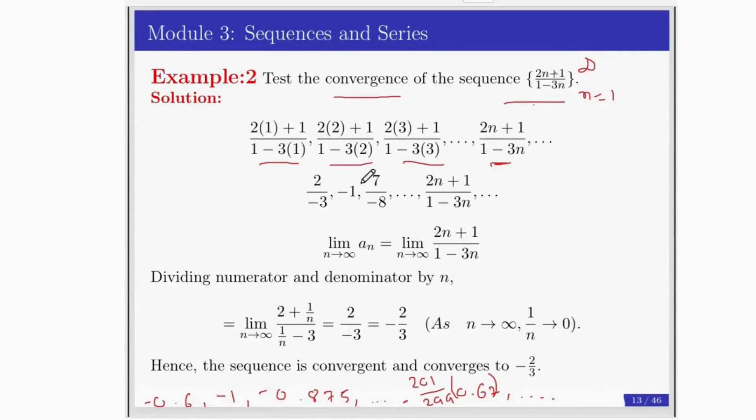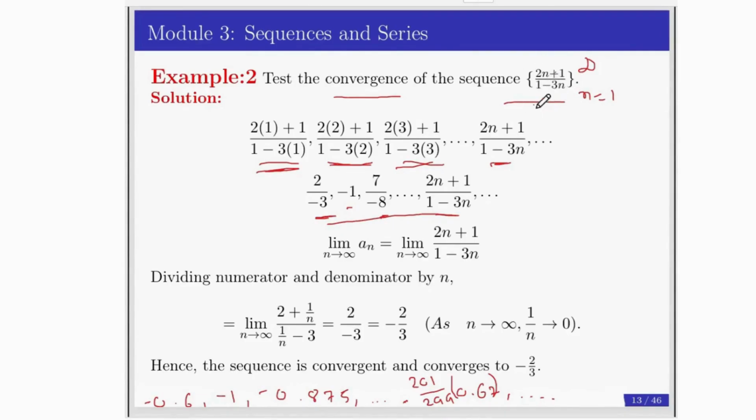Now simplify this. After simplification, the first term is −2/3. The second term is −1. The third term is −7/8. And this is the nth term, and so on. All these are the terms included in the given sequence.